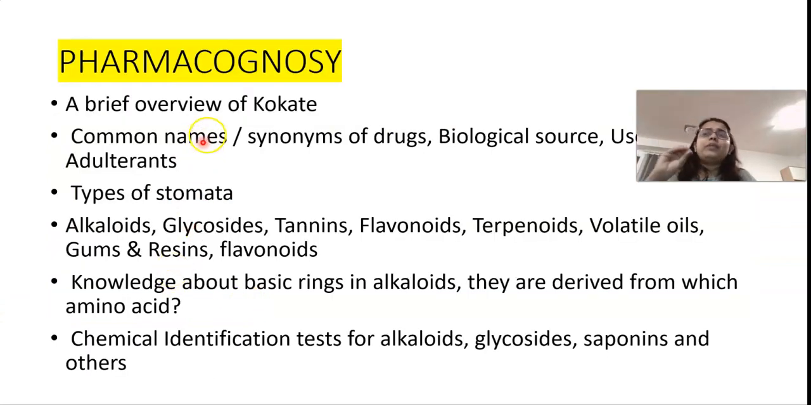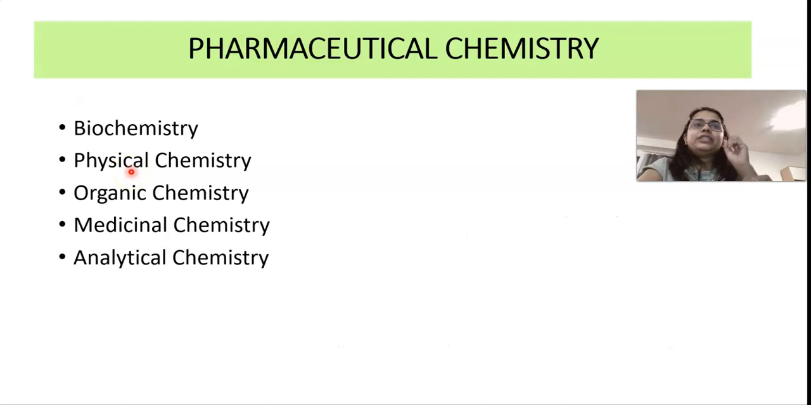In pharmacognosy, you have to go through the overview of the GPAT book. GPAT is a very famous book, but in tabular format you have many books. From those you can read in tabular format the drugs, biological sources, uses, and adulterants. Alkaloids and glycosides are very important.